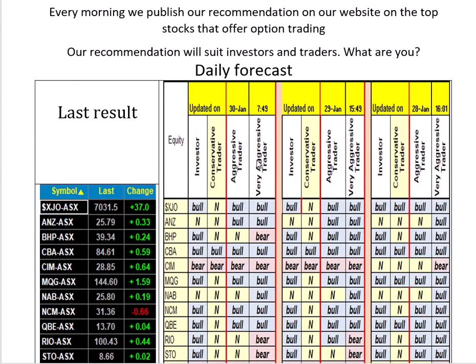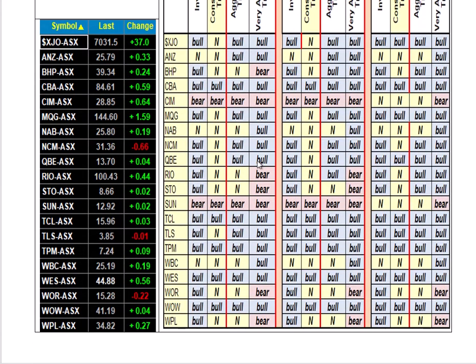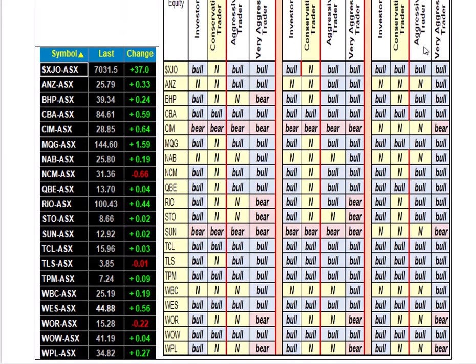Alright, here now we show you the daily, and in the daily we try to tell you what happened yesterday. The XJR was up by 37 points, and you can see that for the last 3 days we have had indicators to tell you that we were bullish. BHP for the long-term investor was bullish, continues to be bullish. However, if you are a very aggressive trader, we start to tell you that maybe it's time to take some profit out of the market if you're making some money.